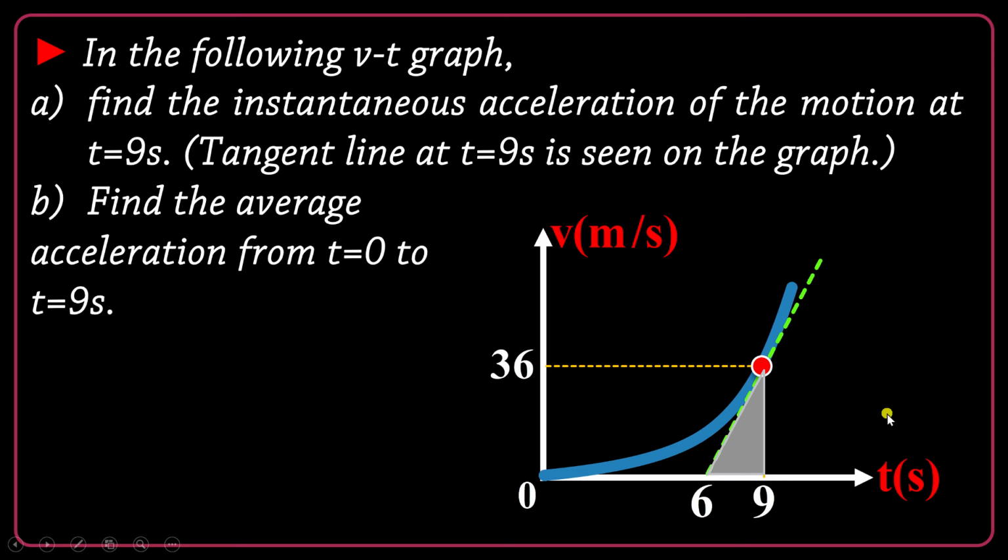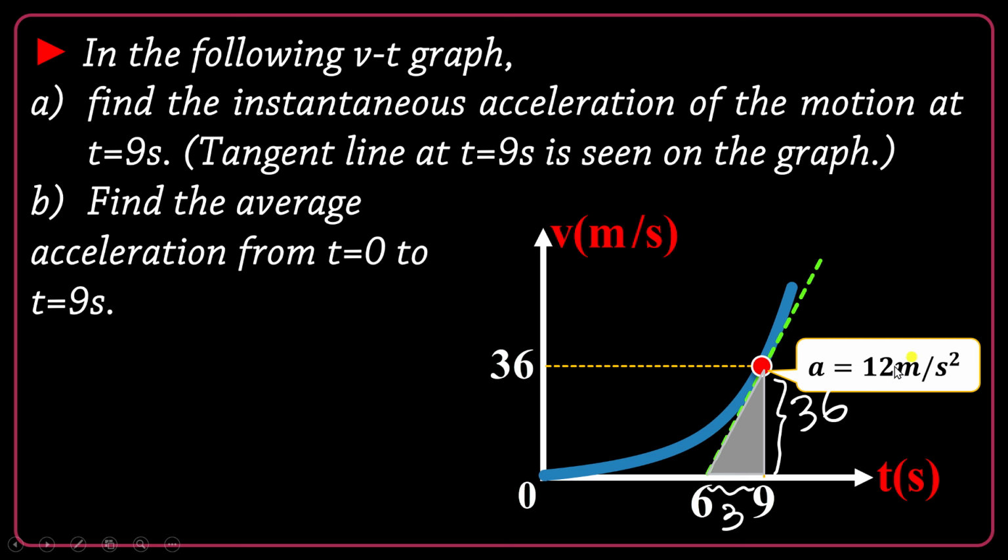The vertical here is 36 and the horizontal is 3. So if I divide 36 by 3, I get 12. 12 meters per second squared is the slope of the tangent to the graph. This tangent line at this point has a special slope which indicates the acceleration at that moment. It is the instantaneous acceleration at that moment. Which moment? t equals 9, because all I did was find the acceleration at t equals 9.